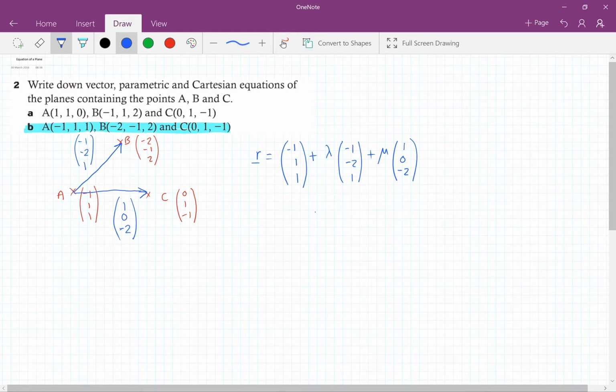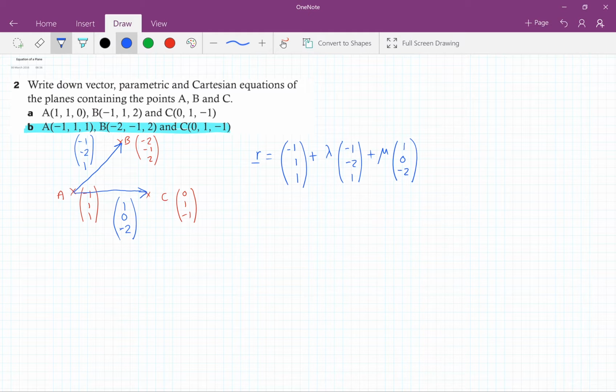Now, of course, it didn't really matter if I started at A, B, or C. So this position vector here could have been either B or C. And we could have had the vector from B to C, or from C to B, or C to A. That doesn't really matter, as long as we form this equation. So it's the position vector of a point on the plane, plus so many of one direction vector, plus so many of another direction vector. And obviously those two direction vectors must be in different directions, otherwise we don't have a plane.